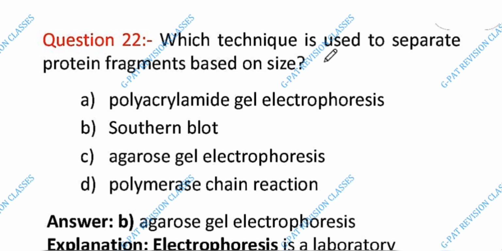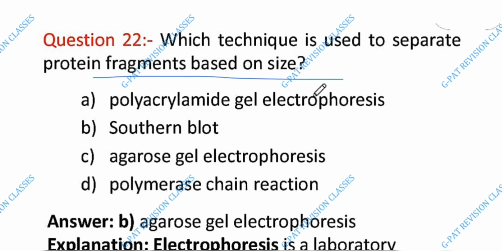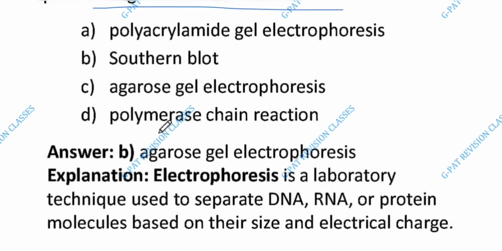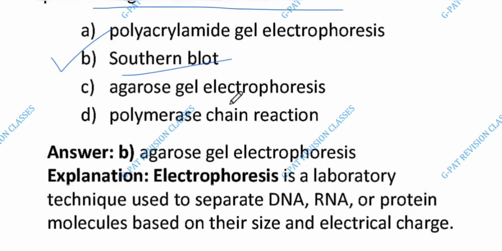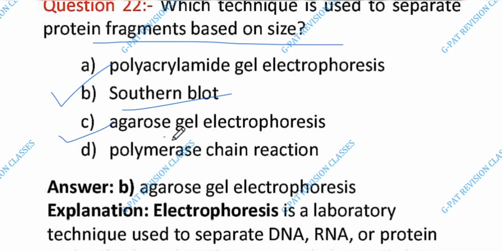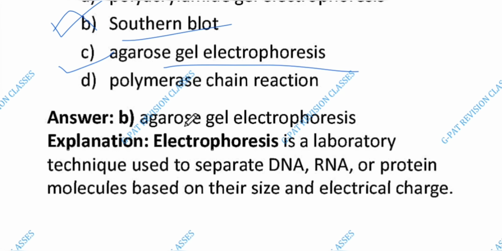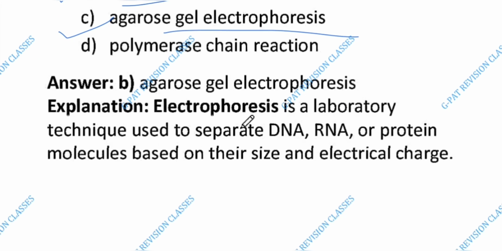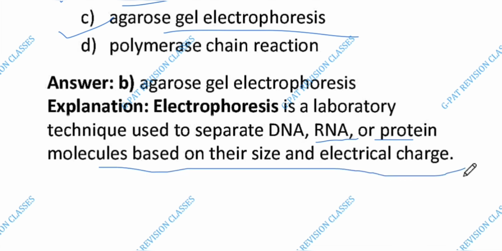Next is question number 22. Which technique is used to separate protein fragments based on size? The answer is C, agarose gel electrophoresis. B is not right, C is right. Explanation: electrophoresis is a laboratory technique used to separate DNA, RNA or protein molecules based on their size and electrical charge.